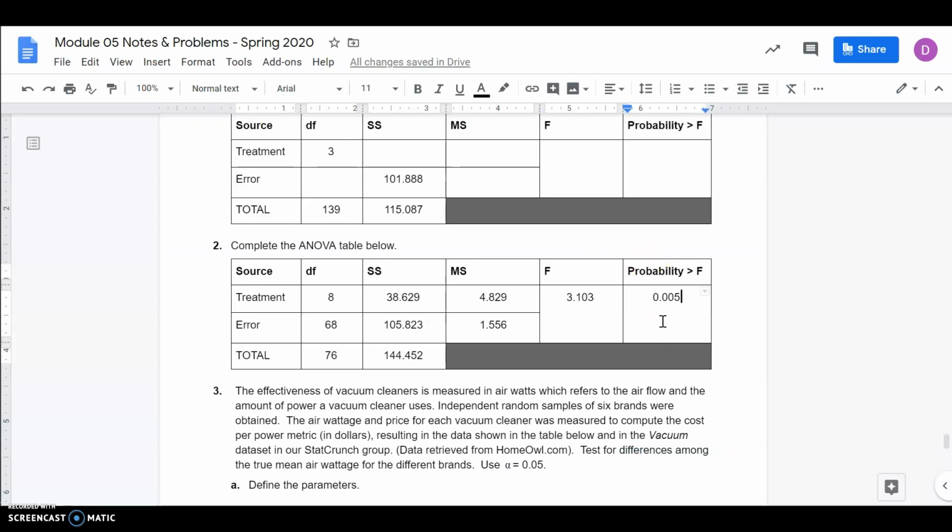Alrighty, I hope that clarifies how we would fill out an ANOVA table. This p-value is a little bit trickier, but it's still worth knowing how to calculate that and how to work that F calculator. Alright, that's going to be it for this video.